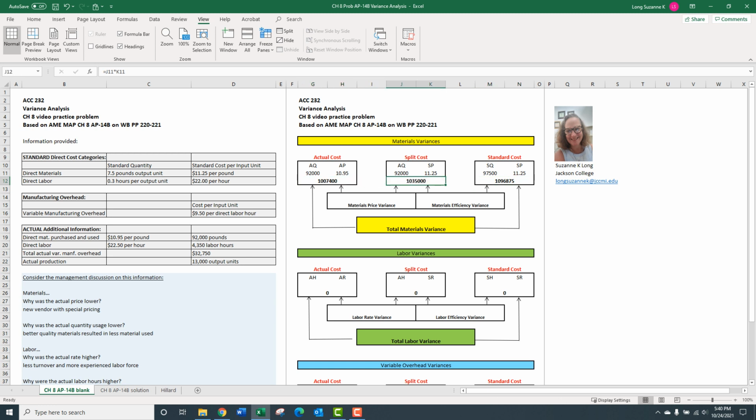Which one's bigger? This one's bigger. So I'm going to start with that one. Equals this one minus this one. I want the variance. I want to know what is the difference. The difference between these two numbers, or the variance, is 27,600.